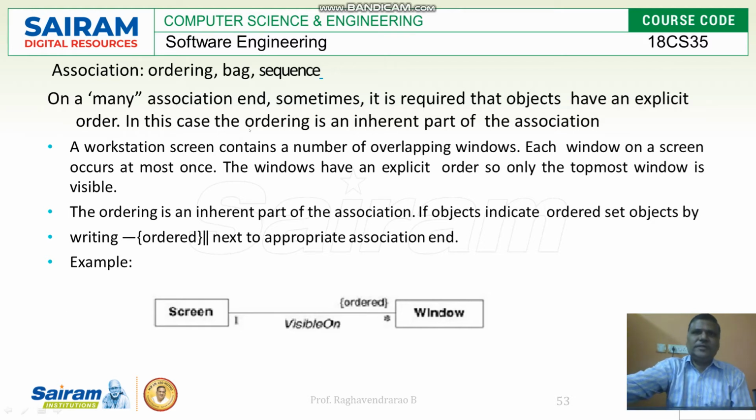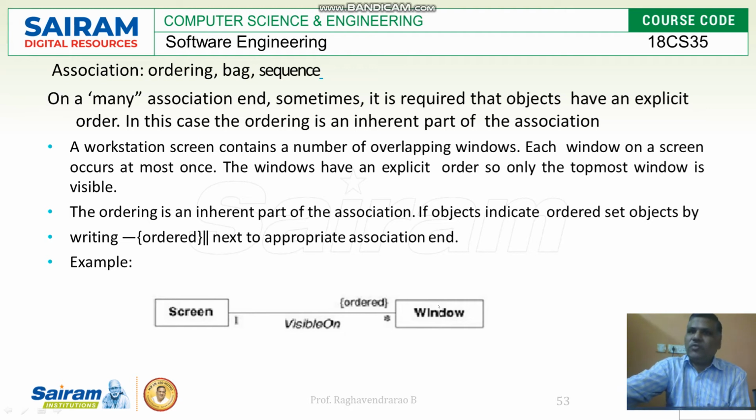Okay, an association is going to have ordering, bag and sequence. These three things are there. What do you mean by ordering? Ordering is nothing but the way in which it is represented, that it is ordered. Okay, a screen has 0 or more orders for the windows.